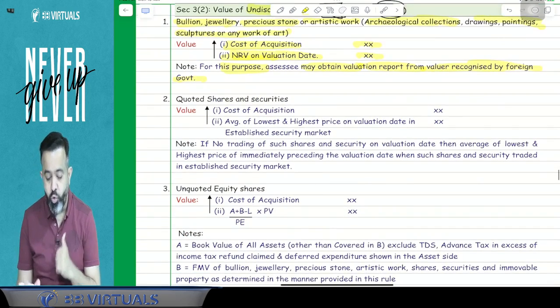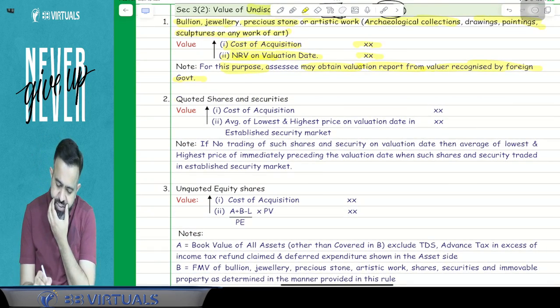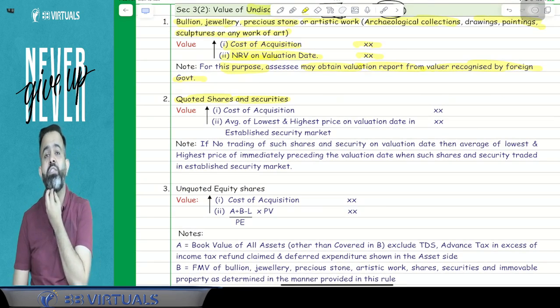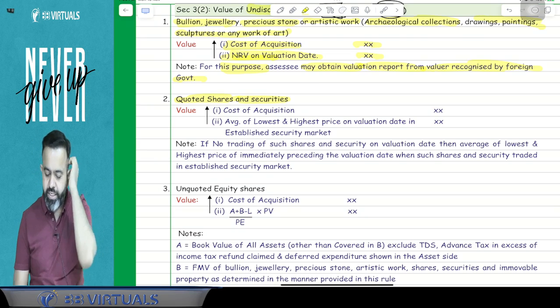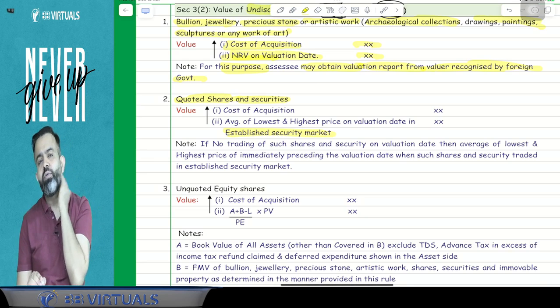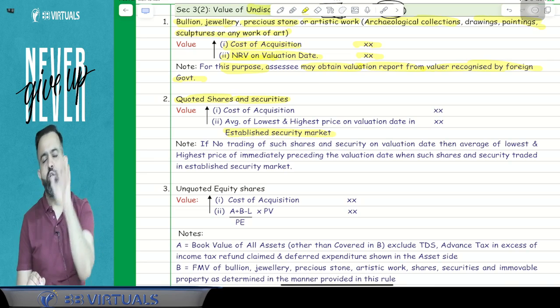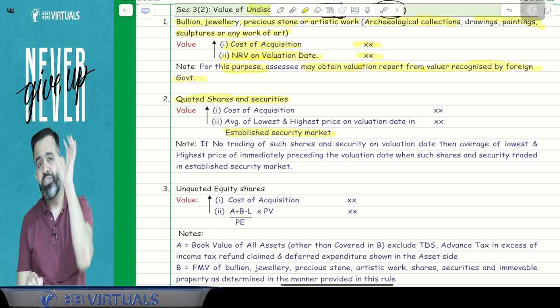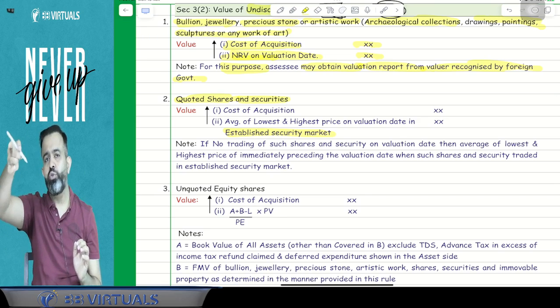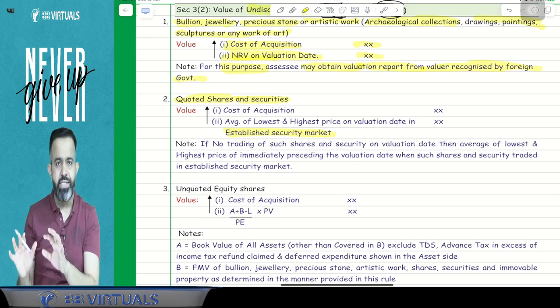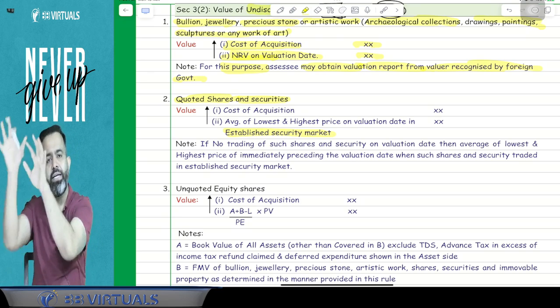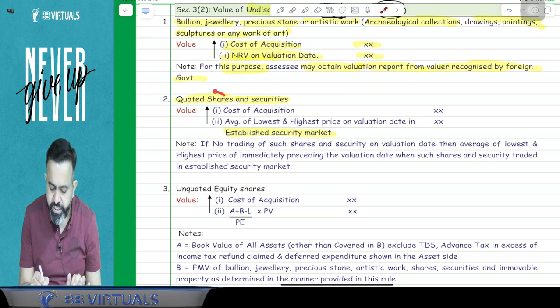Now the next part is related to quoted share and security. Quoted share and security means any share and security which is quoted on any stock exchange outside India. Stock exchange outside India means an established security market outside India. For example, I am having shares of Microsoft, or shares of Apple, or shares of Google. Those Google, Microsoft or Apple shares are traded on the Nasdaq in the USA. So that is known as the quoted share and security.